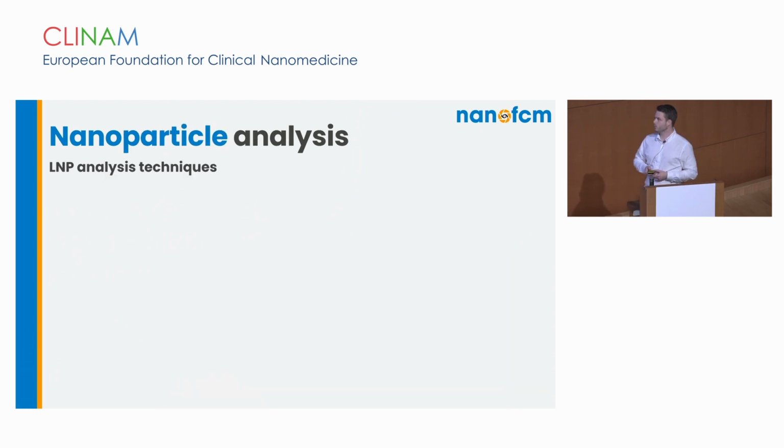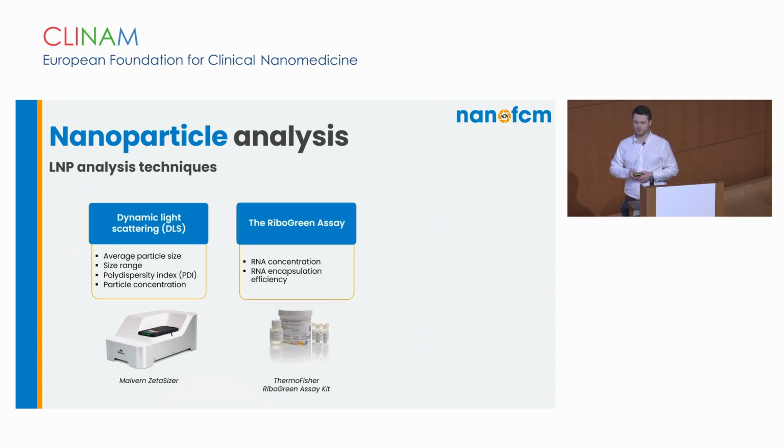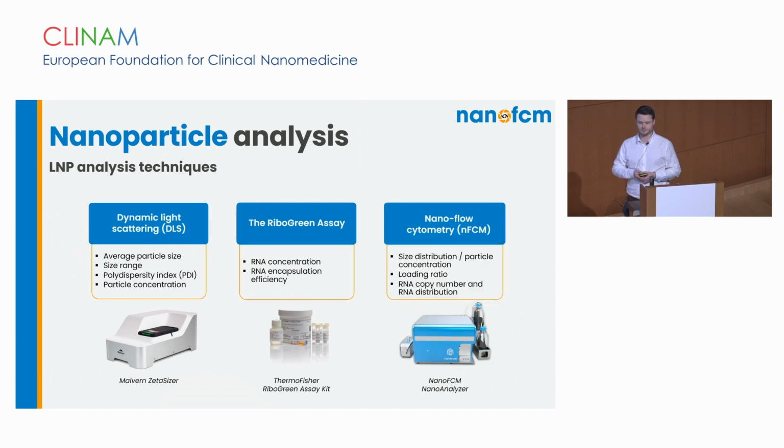So when we're thinking about LNP analysis techniques, obviously you'll all be mostly aware of DLS for our sizing measurements, and using things like ribogreen assay for doing that encapsulation efficiency. Where nanoflow cytometry comes into this is one as an orthogonal technique that can also cover size distribution as well as particle concentration. But this is a particle by particle assessment.